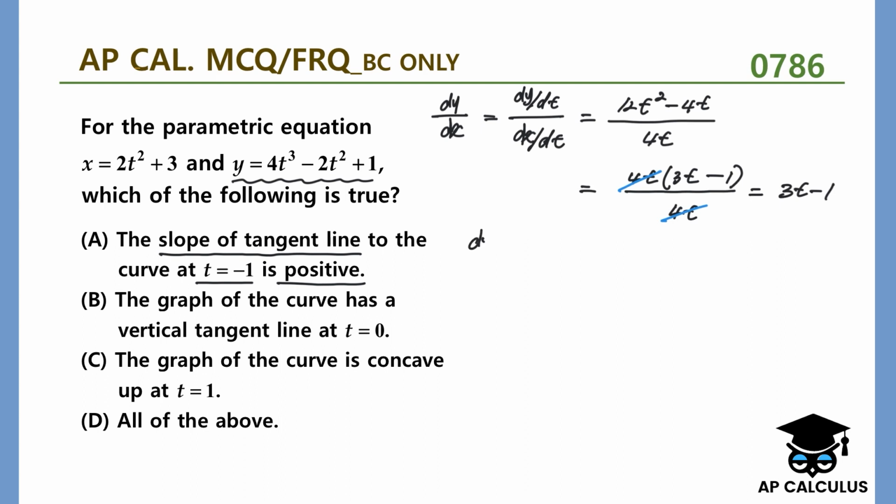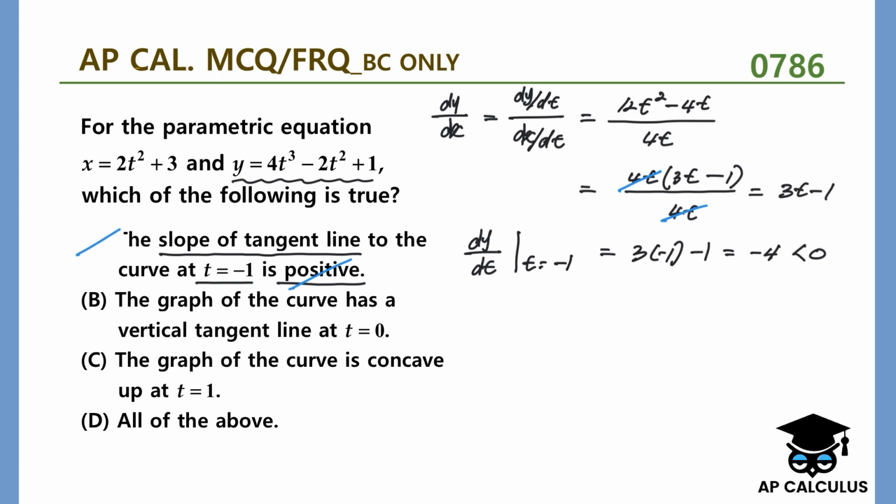So the derivative at t is equal to -1 is equal to 3 times -1 minus 1, which is equal to -4. Negative, right? So this is not correct. This is not true. All right? Okay, the answer choice B.